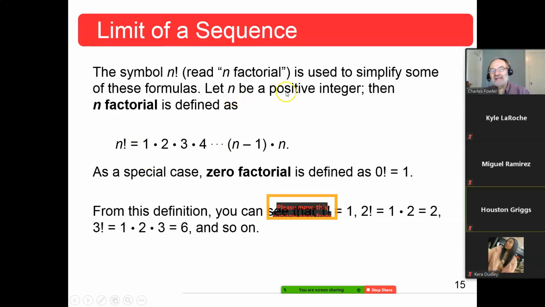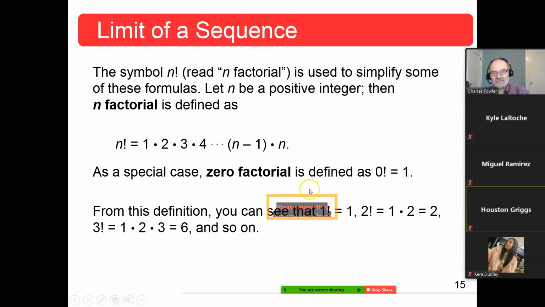Notice n is a positive integer. Now, 0 is not a positive integer. It's an integer, but it's neither positive or negative. But we still have to have a definition for 0 factorial, and guess what? It's not 0, it's 1. 1 factorial is 1, 0 factorial is 1. 2 factorial is 1 times 2, which is 2. So 0 factorial and 1 factorial are both 1. All the others are bigger.